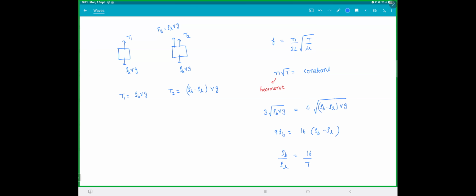Clear? Any doubts on this? So straightforward equation. You're just playing around with that.